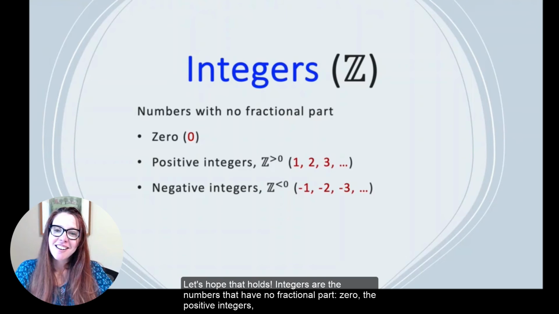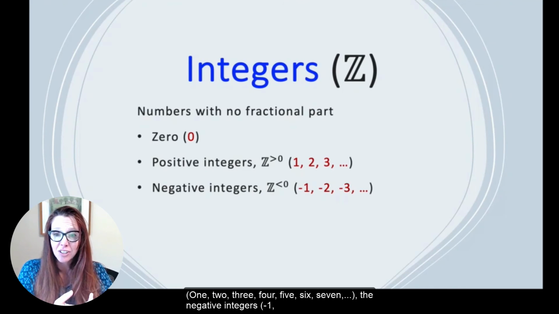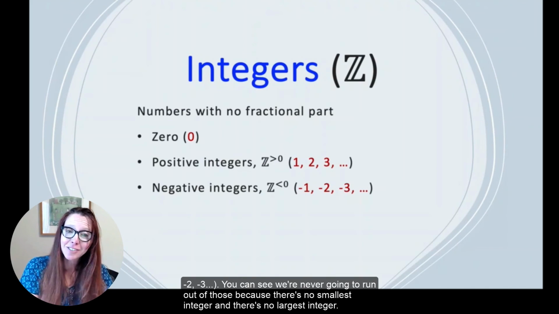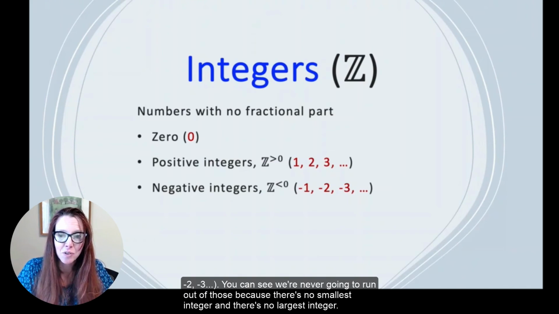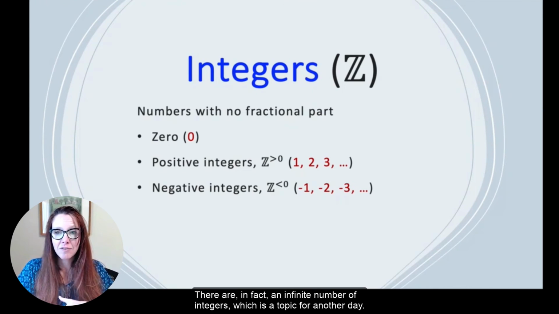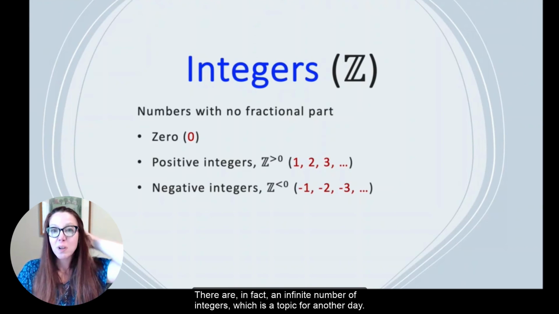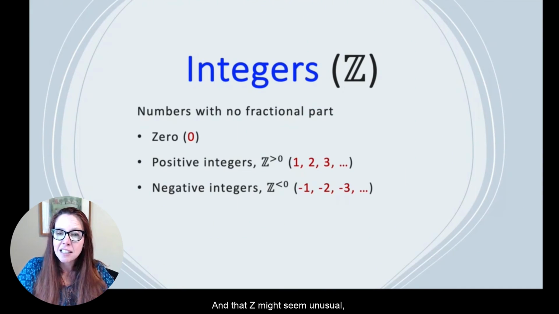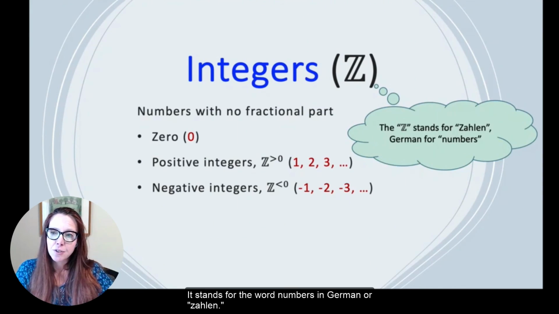Integers are the numbers that have no fractional part. 0, the positive integers, 1, 2, 3, 4, 5, 6, 7, the negative integers, -1, -2, -3. You can see we're never going to run out of those because there's no smallest integer and there's no largest integer. There are, in fact, an infinite number of integers, which is a topic for another day. The set of all integers is represented by this double-struck Z, as you can see at the top of the screen. And that Z might seem unusual. It stands for the word numbers in German, or Zahlen.